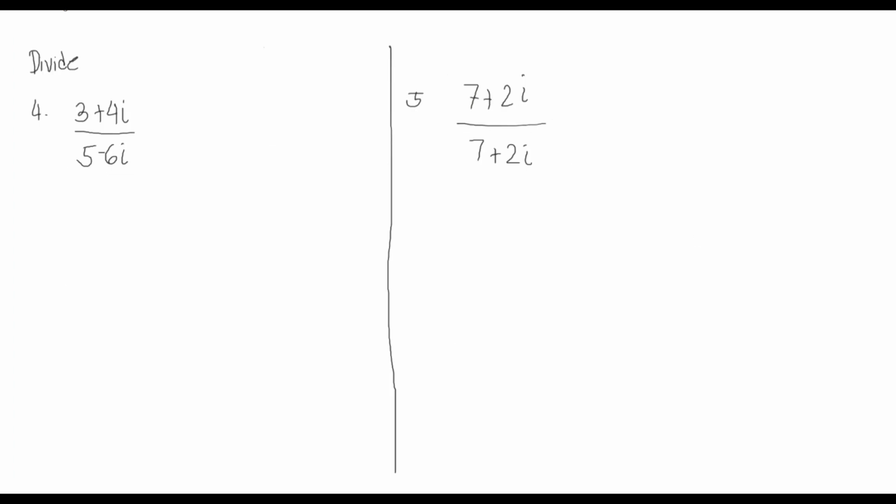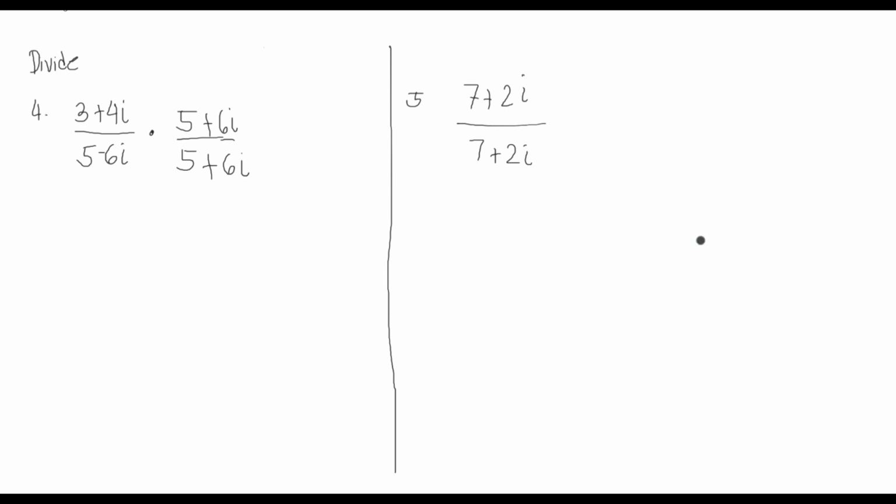Next, how do we divide complex number? For this one, we need to use the complex conjugate. Ano yung kukunin mong complex conjugate dyan? Yung denominator. Kunin mo yung complex conjugate ni 5 minus 6i, which is 5 plus 6i. Then, multiply mo siya sa numerator at denominator. So, that's 5 plus 6i over 5 plus 6i.